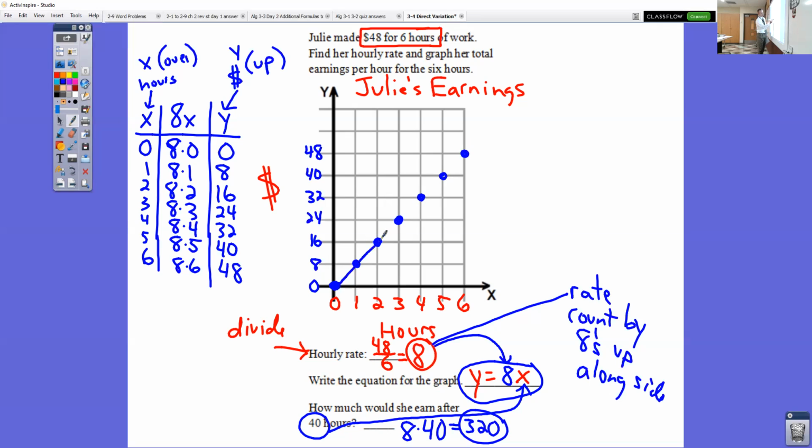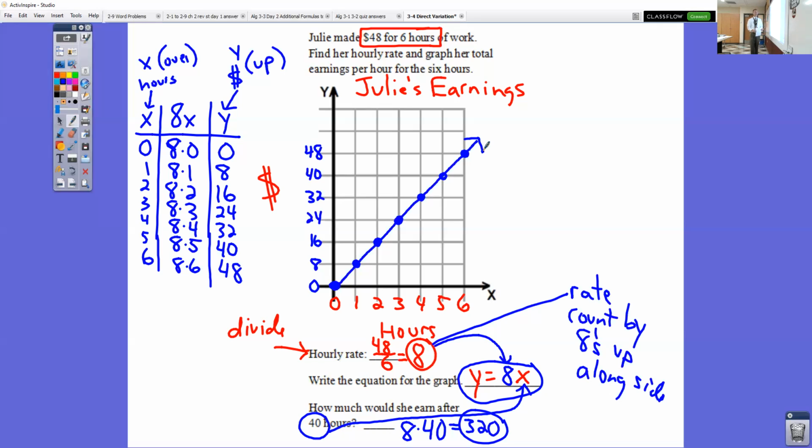We're going to connect the dots. They should always form a straight line. If they don't, you did something wrong. And then we always need an arrow on the end. Now, we don't put an arrow down at 0, 0 because an arrow signifies that it keeps on going. For example, if she works 7 hours, it would keep on going over to the right. But we can't go to the left because number one, it's impossible to work negative hours, and number two, it's impossible to earn negative dollars.